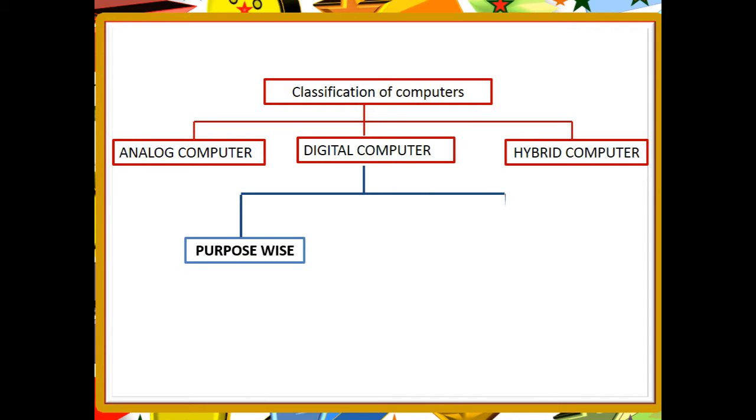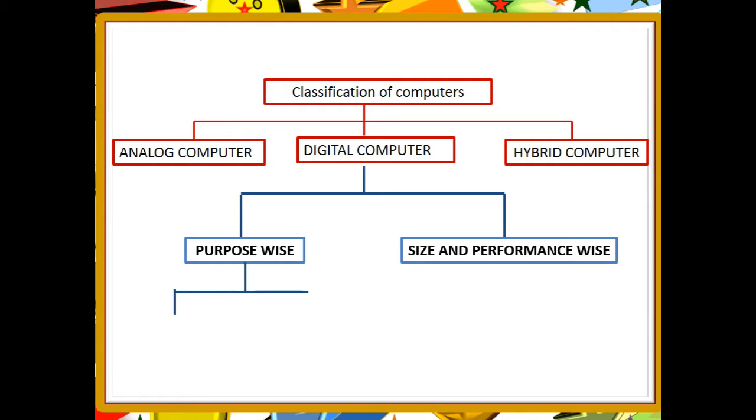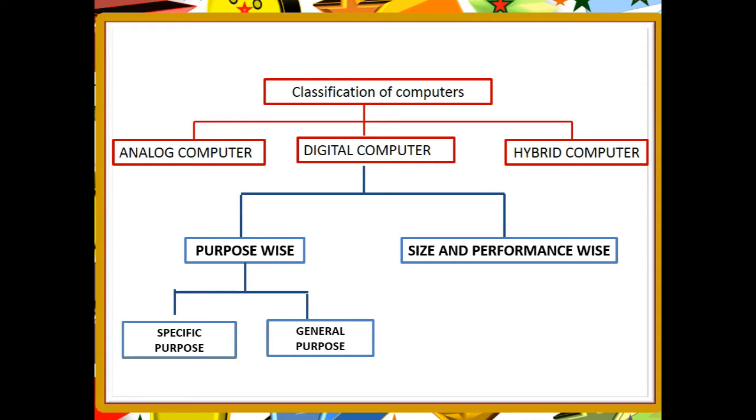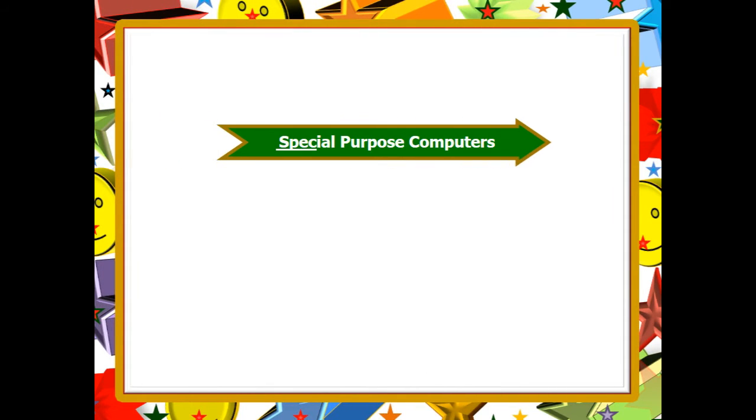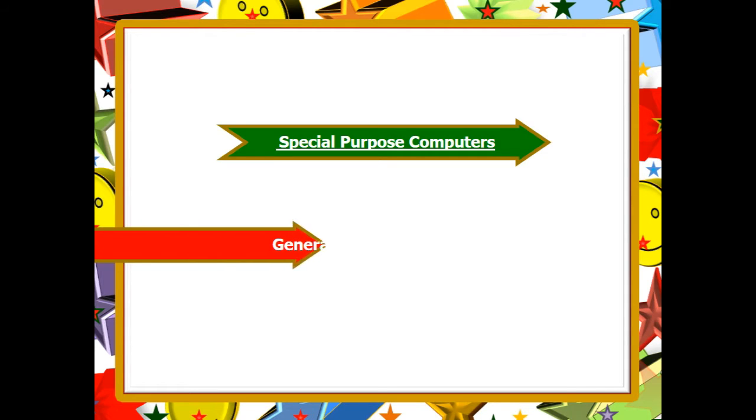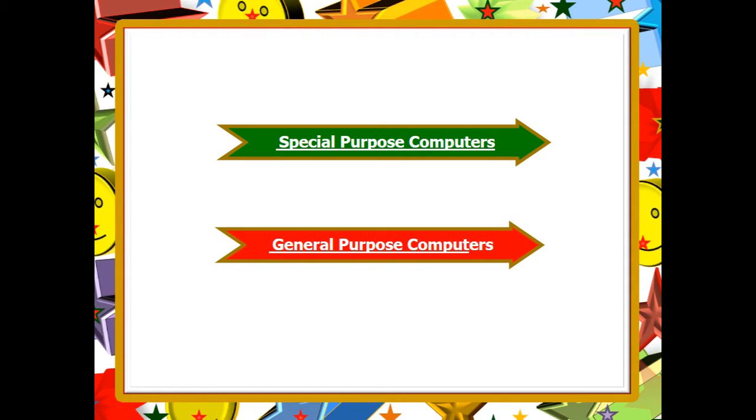Digital computers are mainly classified into two types: purpose wise and size and performance wise. And these purpose wise computers are again classified into two types: special purpose and general purpose. Digital computers are classified into special purpose computers and general purpose computers. So let's talk about general purpose computers.